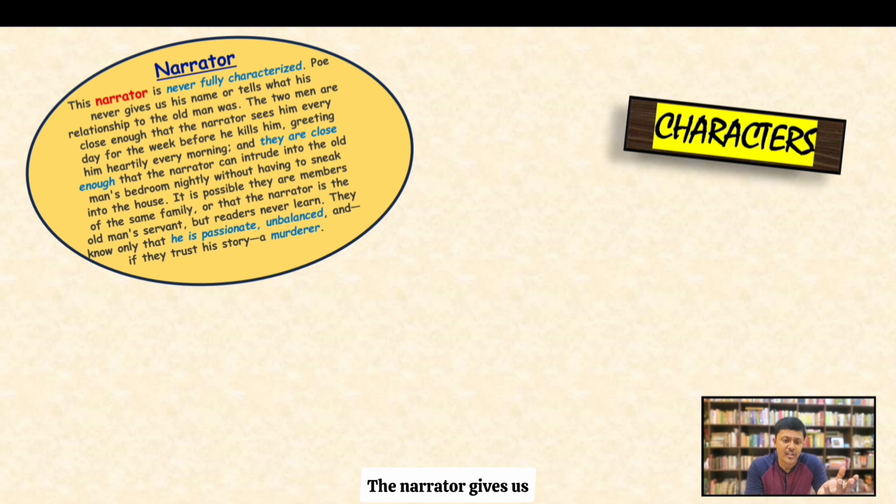The narrator gives us a very comprehensive idea of the old man, his characteristic traits, and how he behaves with the old man. The narrator is close enough to the old man, and his daily routine suggests that he is very closely associated with him. He is also passionate, unbalanced, and finally he becomes a murderer. Don't worry, the character traits are not yet complete. This is just a shorter view of the characteristic traits of the characters.